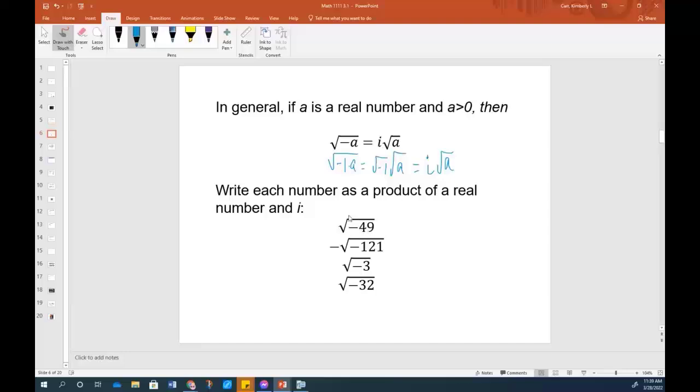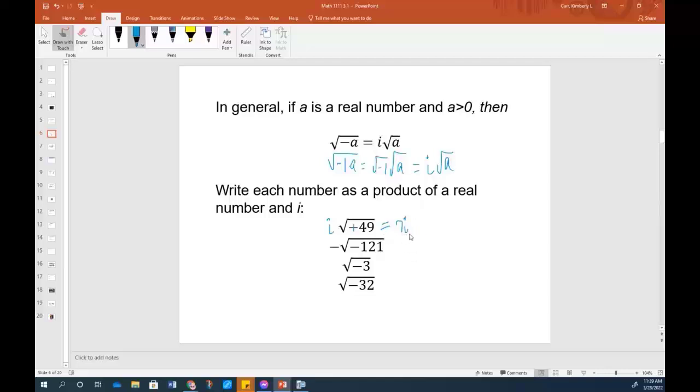So for this one, because of this negative, I can simply take an i out. I could follow it just like I did up there, but this is going to be the square root of -1 times the square root of 49. The square root of -1, though, is i, and then the square root of 49 is 7. So first of all, I take the i out, and we get i root 49, but then the square root of 49 is 7.